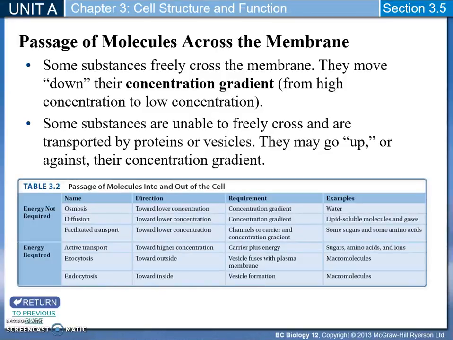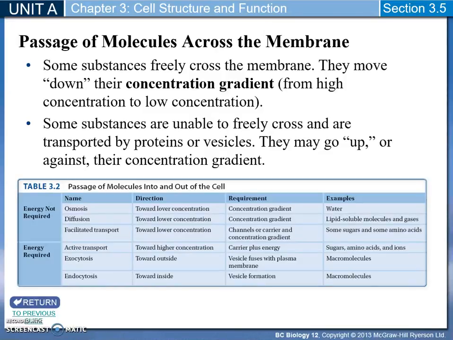We need to be clear in what it is that we're talking about: some substances can freely cross the membrane, moving from a location of high concentration for that particular molecule to lower concentration. Some substances are unable to freely cross and are transported by proteins or vesicles. So they may actually go up, or against, their concentration gradient.